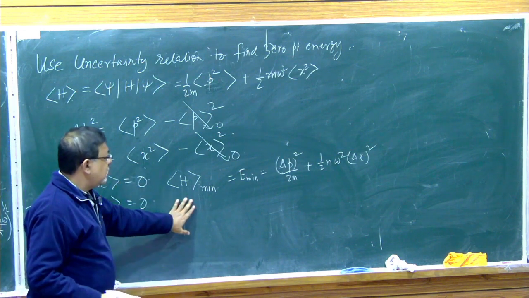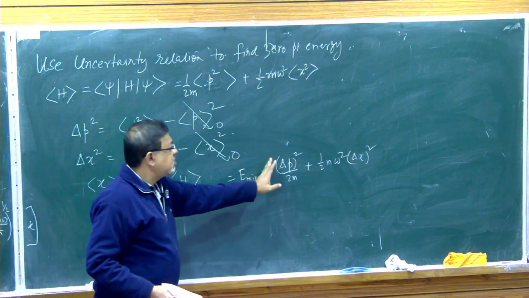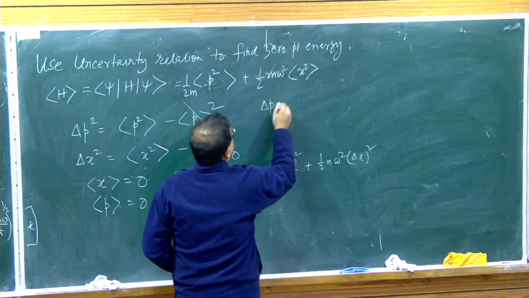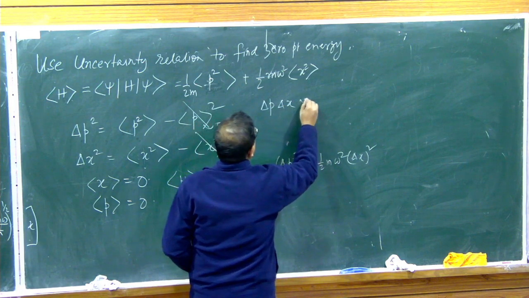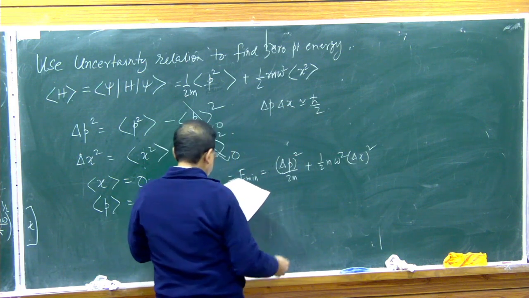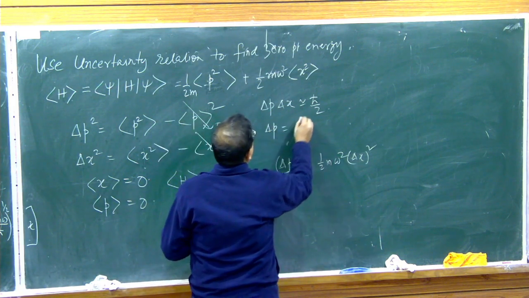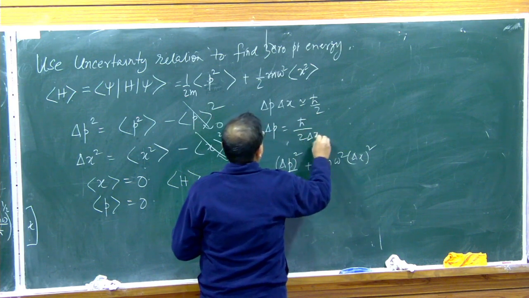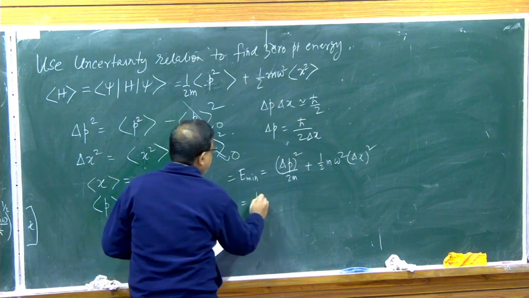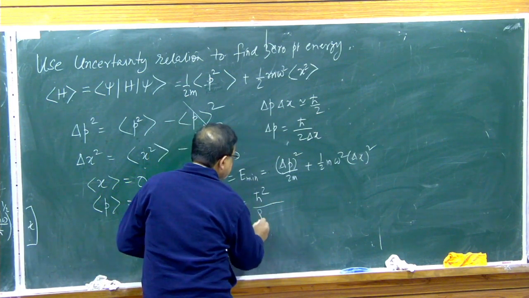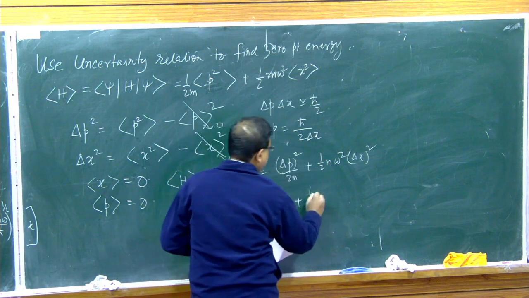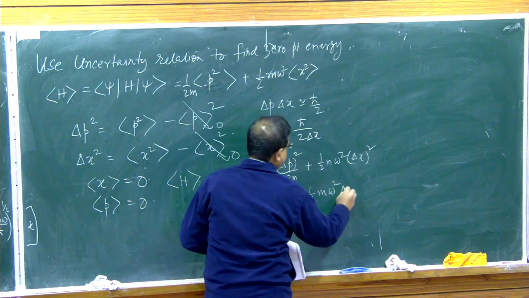So the minimum would be coming from the uncertainties in momentum and in the position. If you now use delta p delta x is equal to h cross by 2, which is the uncertainty principle, and replace one of them, say we replace delta p, which is h cross by 2 delta x, and put it in this equation, your E min will become h cross square by 8 m delta x square plus half m omega square delta x square.